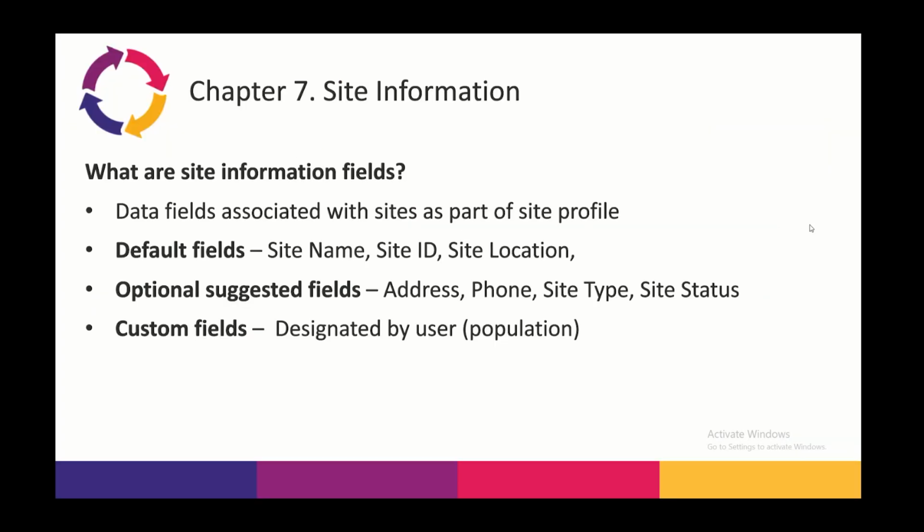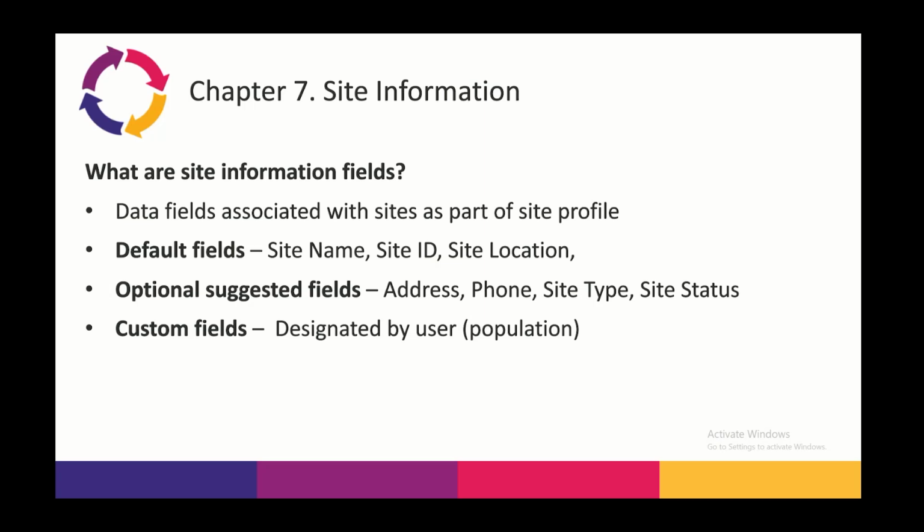Site information fields. So what are the site information fields? These are data fields associated with sites as part of the site profile. So the default ones, we spoke about this before, are site name, site ID, and site location. Those essentially are mandatory fields. You'll need to fill those in. Then optional suggested fields: you have address, phone, site type, and site status. So we spoke about those.